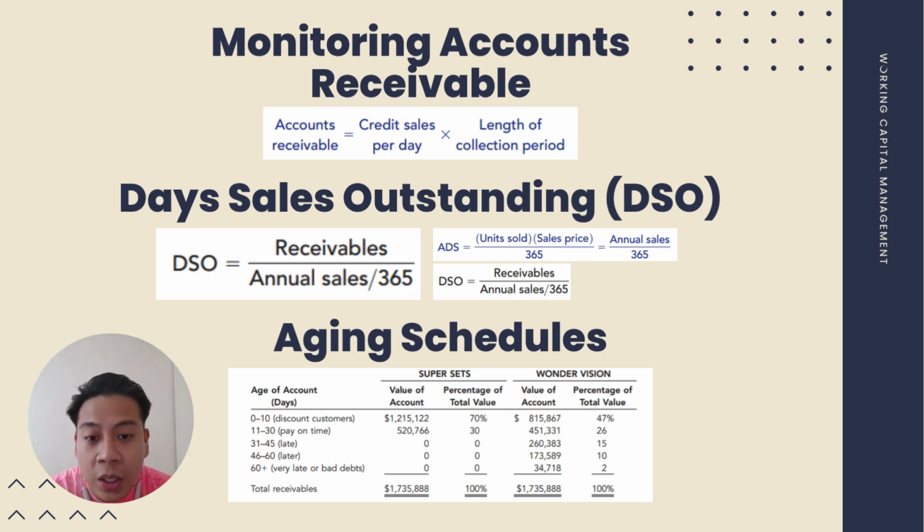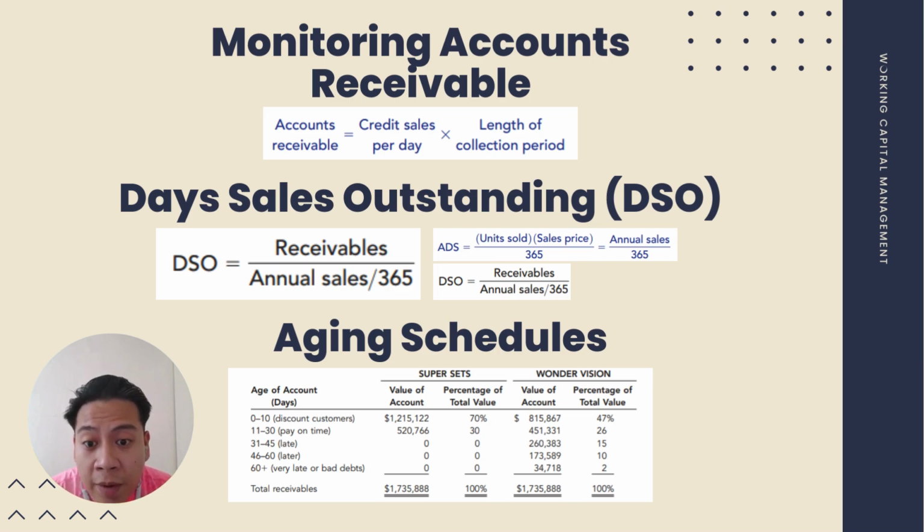So as you can see, this is our table below. This is Supersets and Wonder Vision. As you can see, 0 to 10 days are the discounted customers: 70% for Supersets, and for Wonder Vision only 47%. Then for 11 to 30 days, payment on time, Supersets customers pay 30%, so that would be a total of 100%, while Wonder Vision only has 26%.